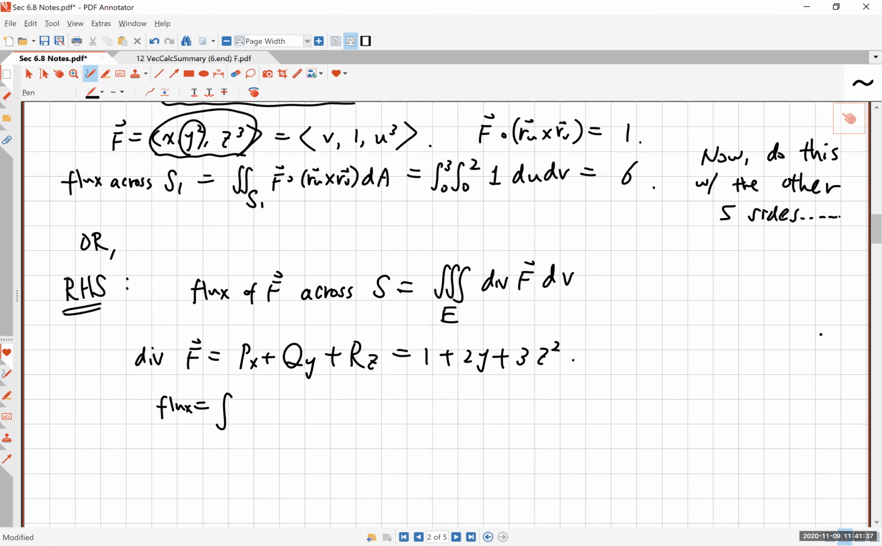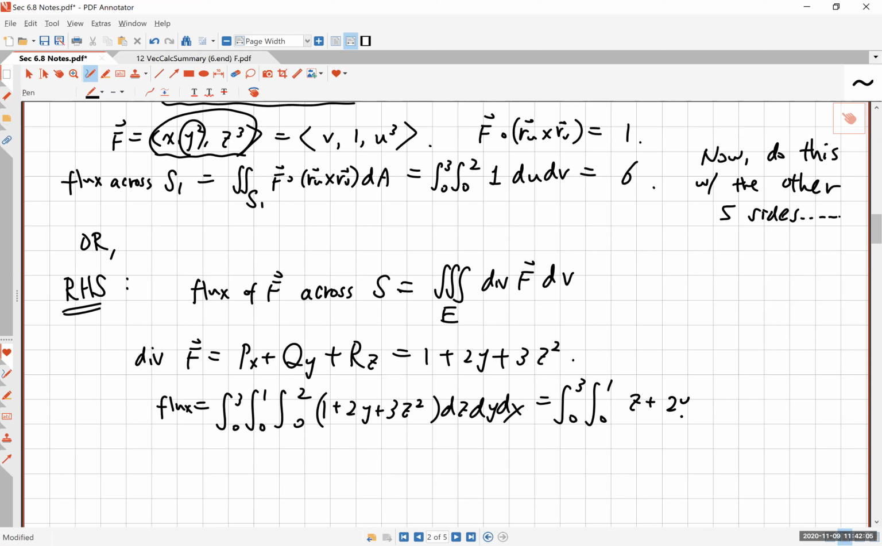Remember, I can use any order. I'm going to use the typical order of dz, dy, dx. So x goes from 0 to 3, y goes from 0 to 1, z goes from 0 to 2, and all I have to worry about now is to integrate this dz, dy, dx in this order. And the rest is pretty simple. You know how to do this. z plus 2yz plus z cubed. I am integrating this with respect to z, and then you go from 0 to 2.